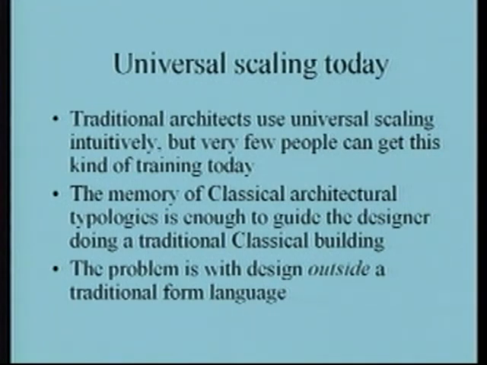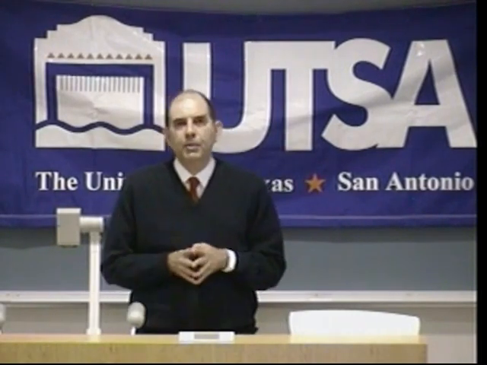I am in contact with my friends who are classical architects, and I find that I have very little to teach them because their training, they have a memory of classical architectural typologies, and that's enough to guide them to instinctively use universal scaling today. Now, what I'm trying to get at is to work with design outside the traditional form language. So that's the problem today. Every architect wants to be innovative. They are reluctant to apply a traditional form language.